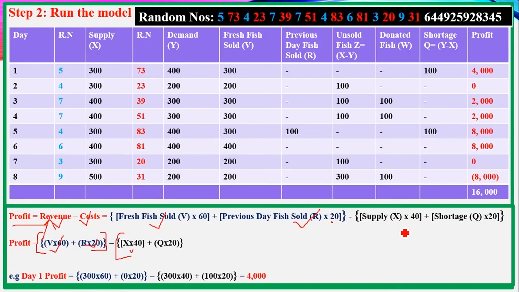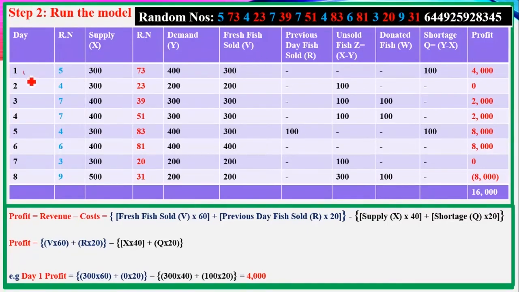Another cost is a shortage. We are told if they don't meet demand, there is a penalty of 20 shillings per fish that is not supplied. So we have these two making the cost. I'm calling the shortage Q times 20. We have it there. Now, having said that, let's see how you get the various items.